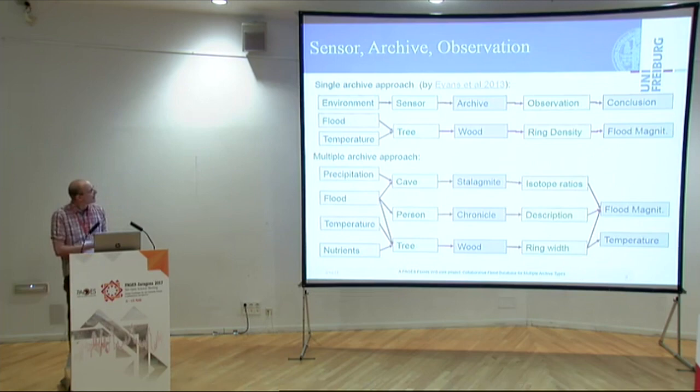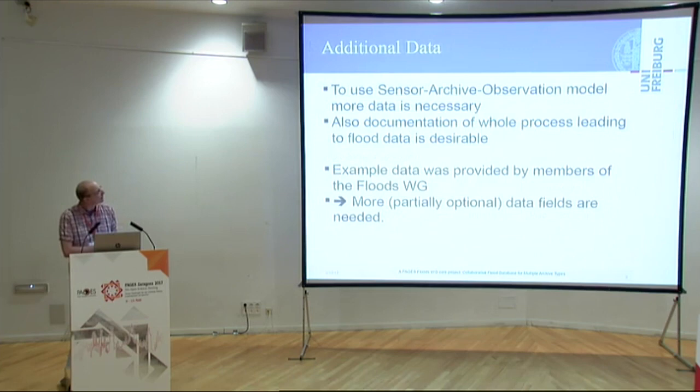So if you combine these things, then you maybe get better results, because you have different environmental conditions that are looked at by different sensors, for example also by the cave that writes into the stalagmites, or a person that writes a chronicle. Then you can look at this by different methods, and then you can have a combined value for the flood magnitude, and maybe also for other things. You see, this is a great advantage of combining different things.